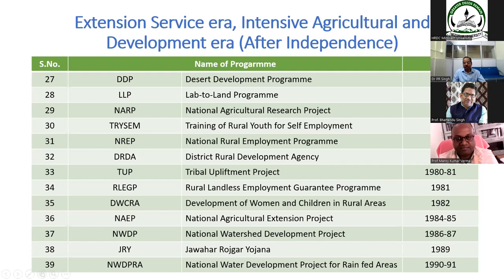Then the National Watershed Development Programs for rain-fed areas. That is one program that is not linked with watershed development. Watershed development continues running these days, in 2022 the watershed programs started. But in the rain-fed area, this program was stopped in the year 2020.